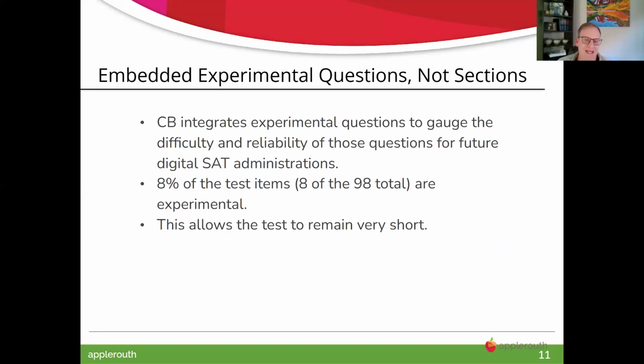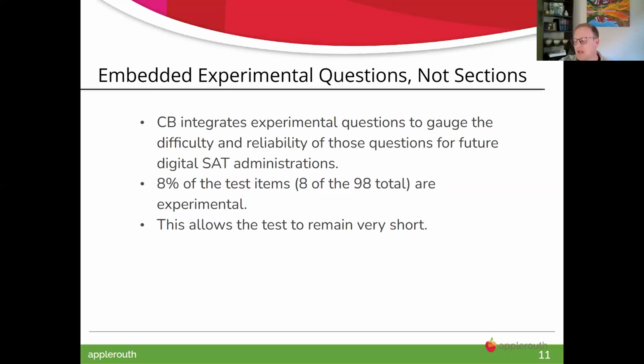I mentioned this, but about 8% of the questions, so 8 of the 98 questions total on the test, are going to be experimental, which means they won't end up counting. There used to be an additional section 5, which terrified students. So I would have to warn them, hey, if there's a section 5, don't worry, it doesn't count. Because the College Board would do it to collect data for future tests.